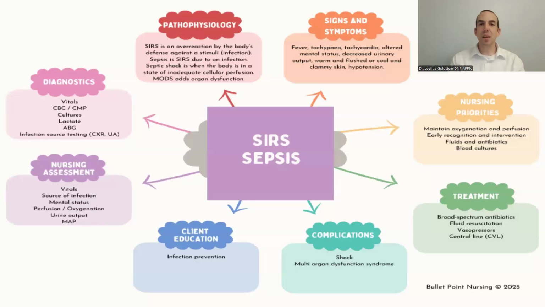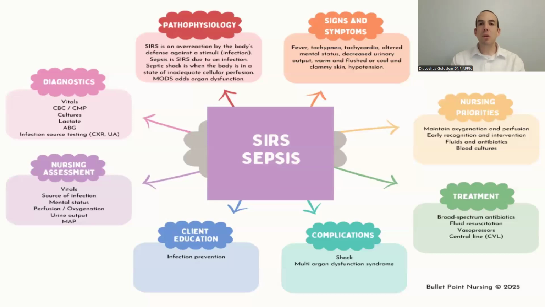For the patient that has sepsis or septic shock, you're going to assess their vitals first and foremost. You're going to look for any source of infection as part of your assessment. You're going to check their mental status. And if a patient is having a decreased mental status, that's a really strong indicator and a common test question that the patient is heading towards septic shock. We're going to check their perfusion and oxygenation. That's actually going to be 2 of our priorities that we're going to talk about in just a second. We're going to check their urine output to make sure that the body is still perfusing properly and not going into shutdown mode.